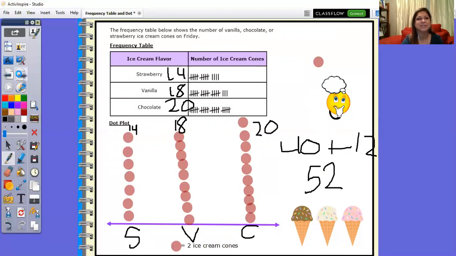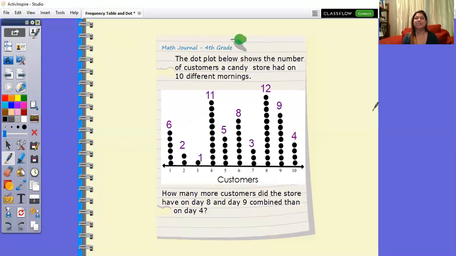Let's move on to the next one. On the next one, we have another dot plot. Whoopsie. Let me go back. And it says that it shows the number of customers a candy store had on 10 different mornings.